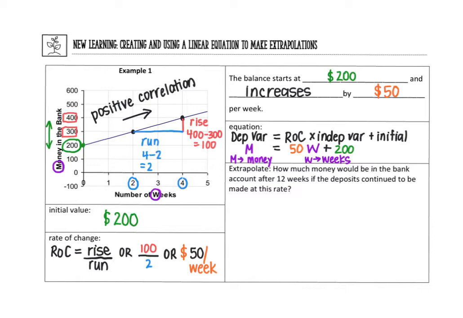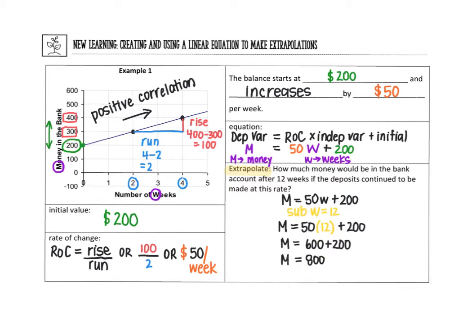The great thing about creating an equation such as this is that we can use it to extrapolate for values beyond our graph. So for instance, we could use our equation to find out how much money would be in the bank account after 12 weeks if deposits were to have continued at the same rate of $50 per week. So let's substitute 12 in for the number of weeks and see what happens. When we multiply 50 by 12, we get 600. So we'll add this to the $200 for the initial value to find that the overall amount of money that would be in the bank account after 12 weeks would be $800.